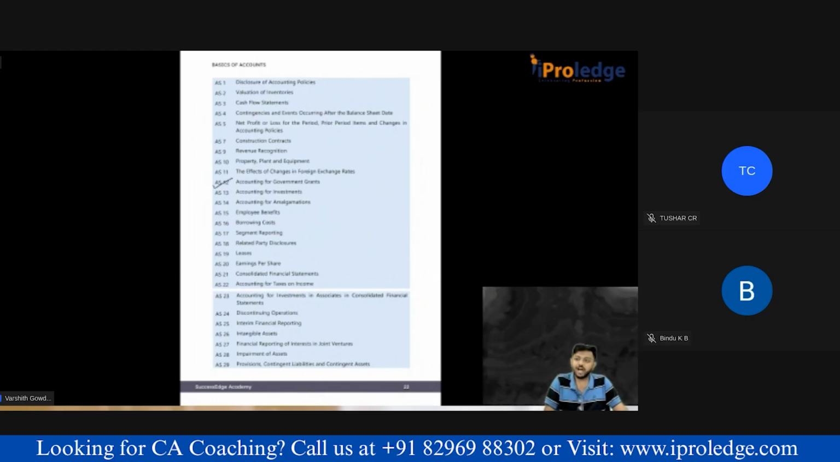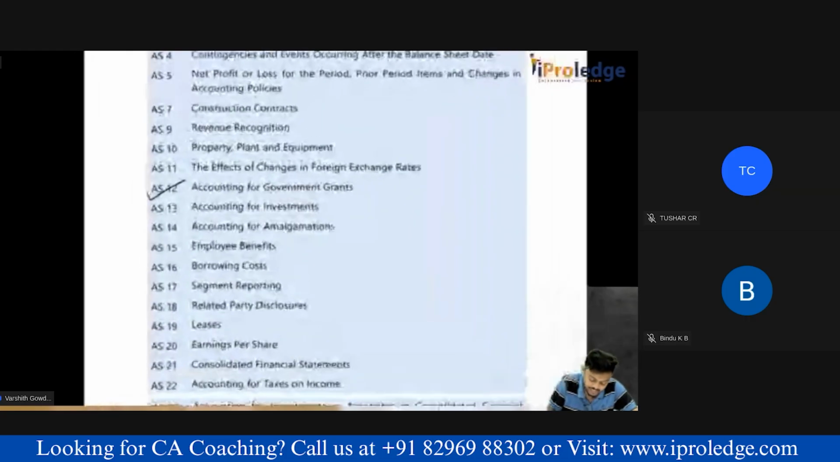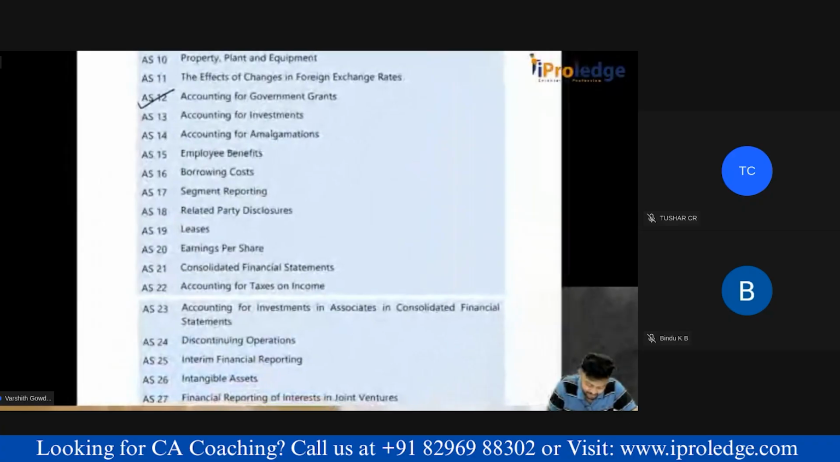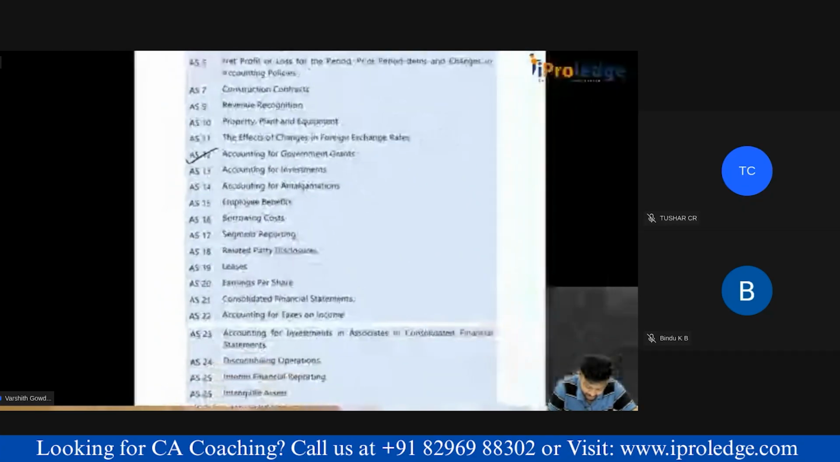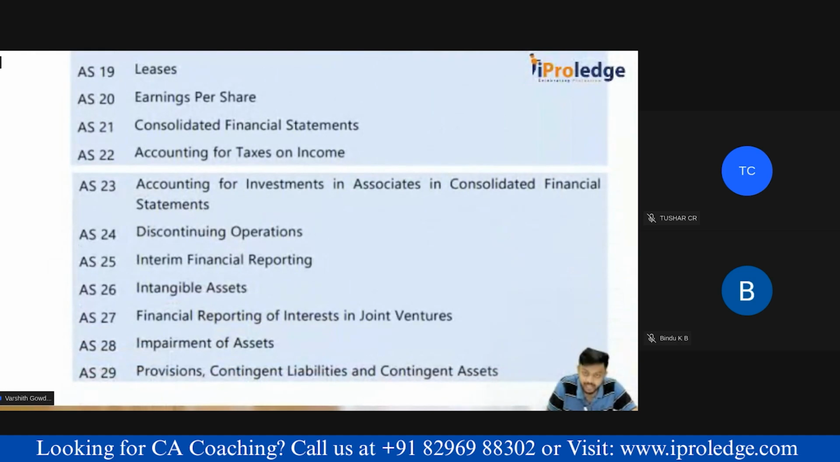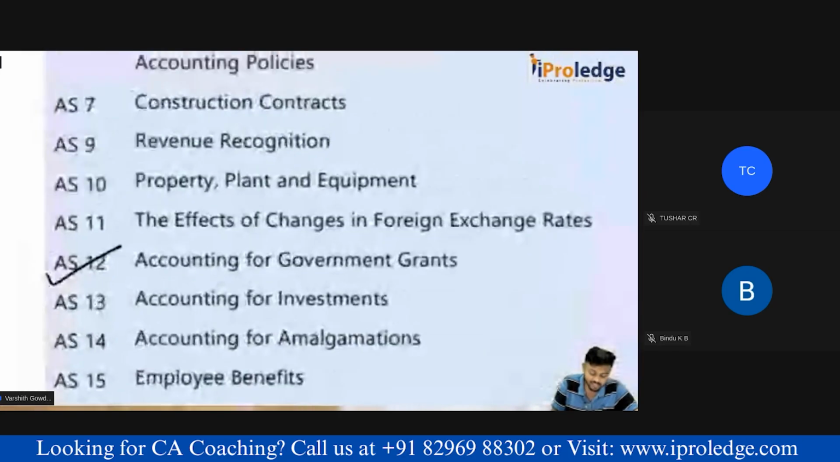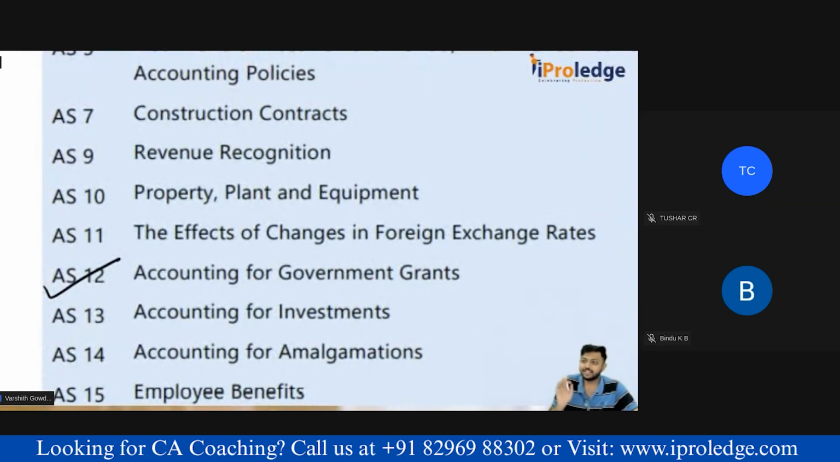Where will your intangible assets come? In AS 26. It will come here. Sorry, in AS 26. Correct. In Ind AS, it is 38. Okay. So where will your PPE come? AS 10. So you have the guidance for each and every kind of transaction.